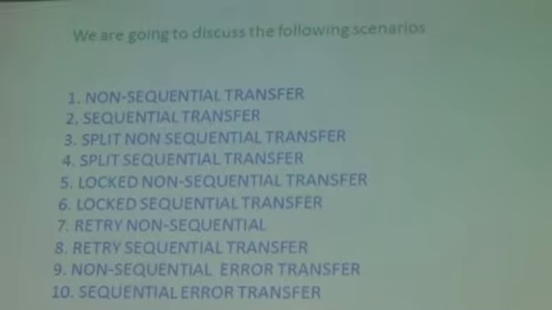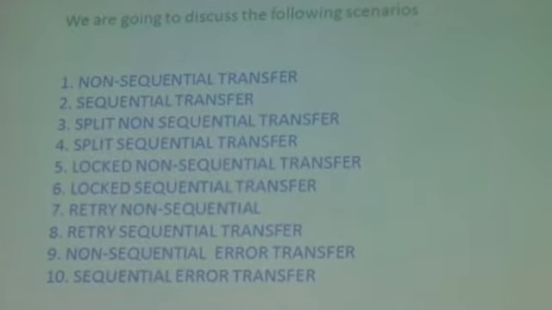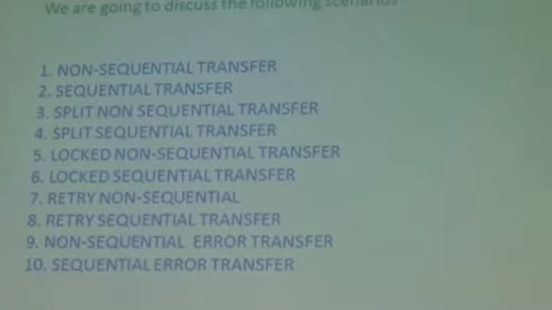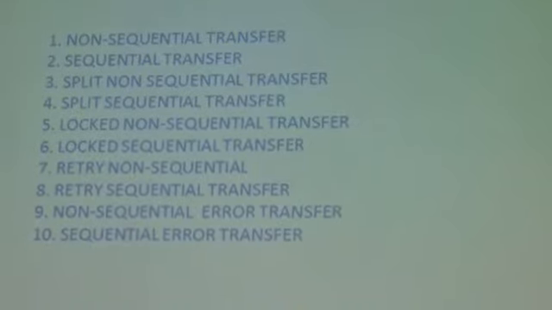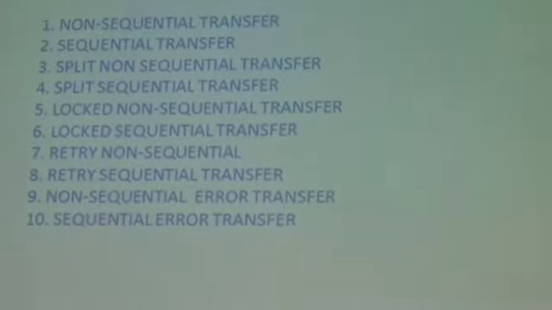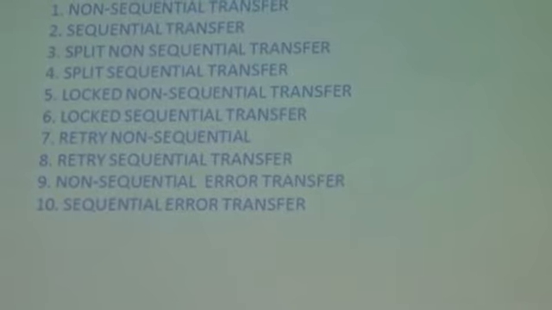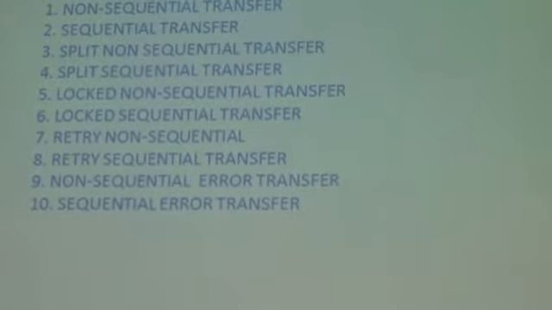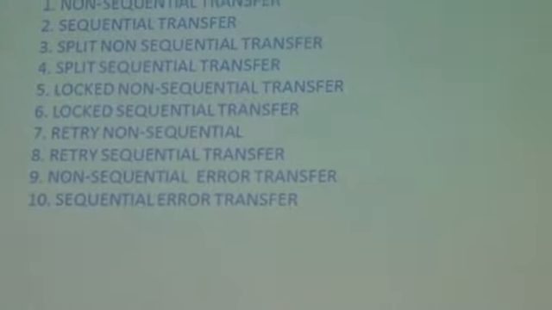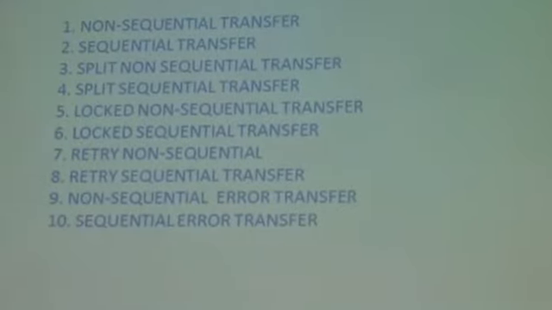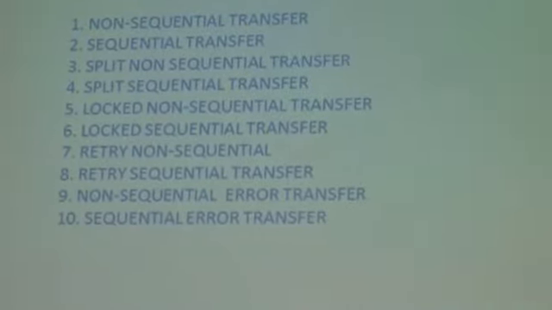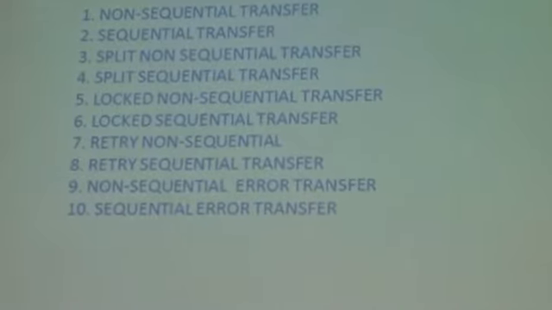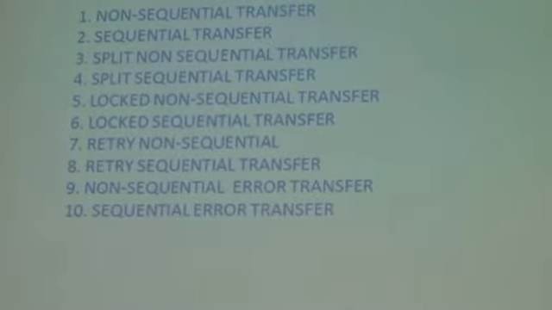These are the 10 different variations of how the arbiter behaves for different transfers. One is non-sequential transfer, where we will learn how the arbiter behaves and how its signals change. Another is sequential transfer, split non-sequential transfer, split sequential transfer, lockout non-sequential transfer, lockout sequential transfer, retry non-sequential, retry sequential transfer, and non-sequential error transfer and sequential error transfer. These are the 10 scenarios in which we will see how the arbiter behaves, how its signals vary, and how the arbiter allocates the bus to the masters based on the priority it follows to grant the bus to the master.